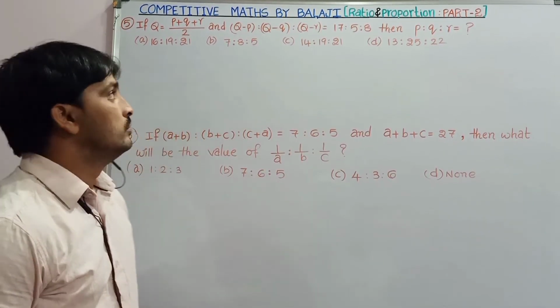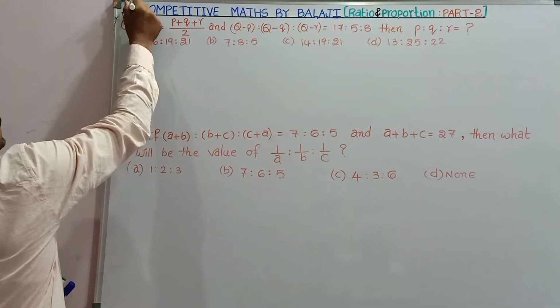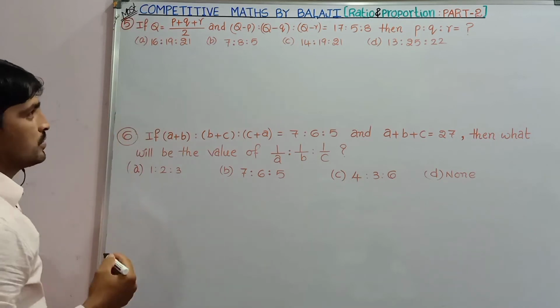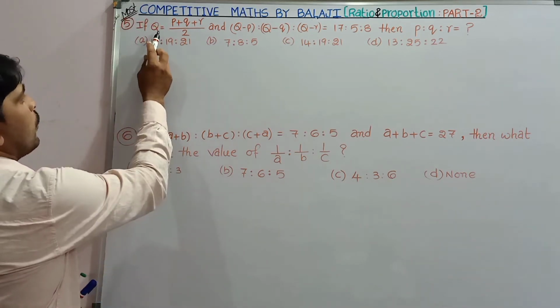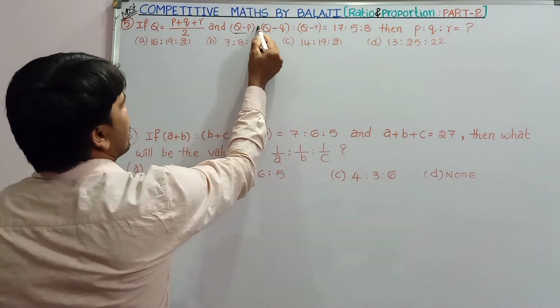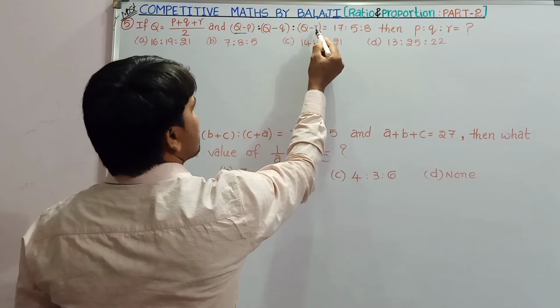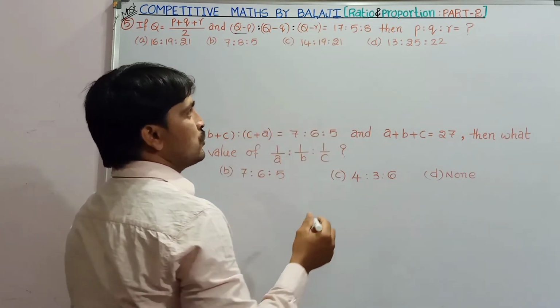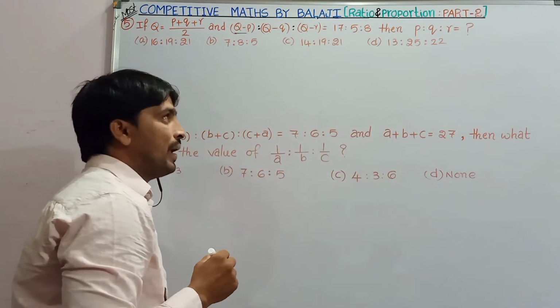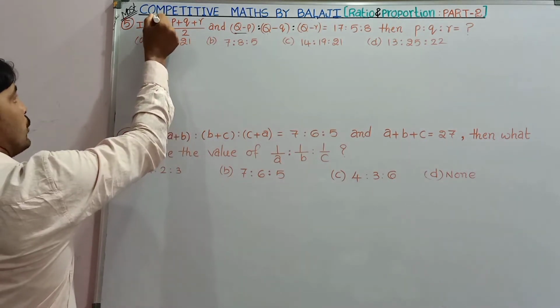Next question, fifth one. Most important problems, trending problems for competitive exams. If q equals (p plus q plus r) by 2, and q minus p is 2, q minus small q is 2, q minus small r equal 17 is to 5 is to 8, then p is to q is to r equal how much? See here, we have to use this condition.